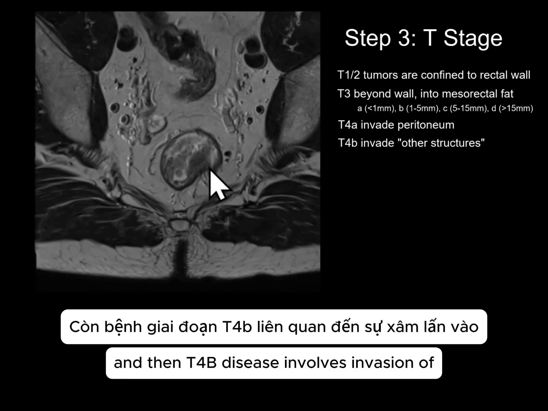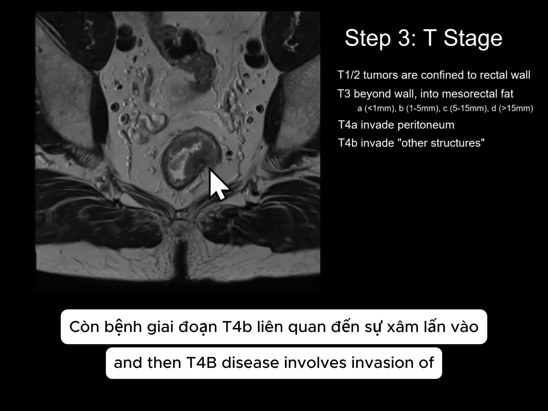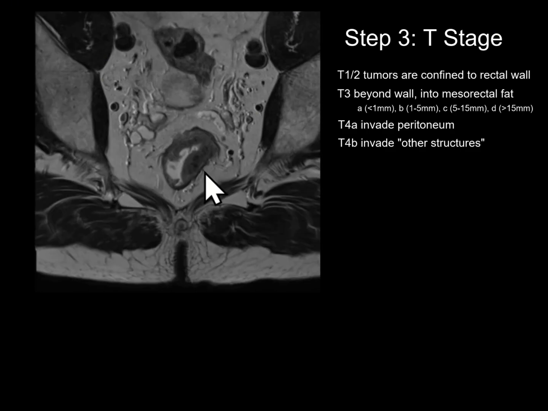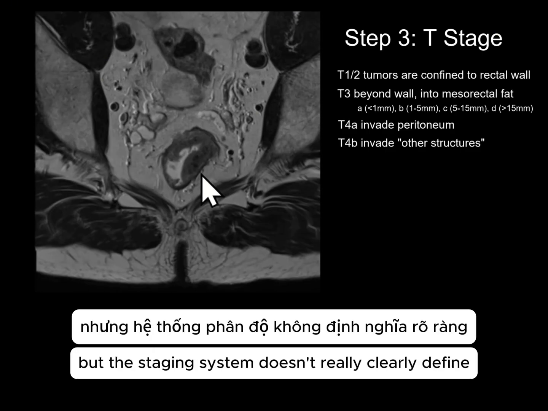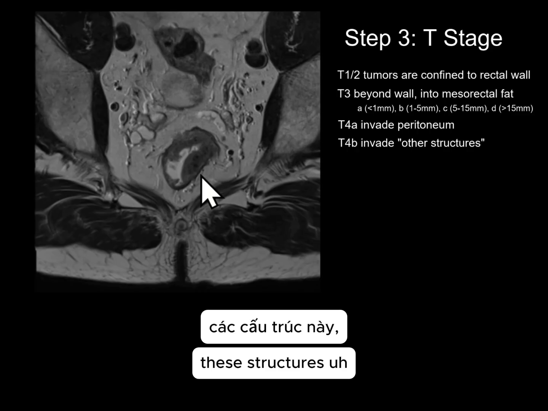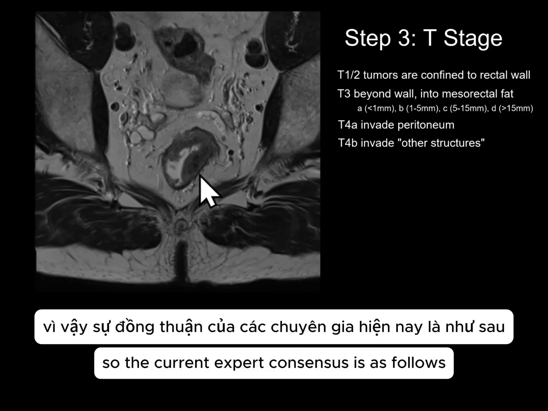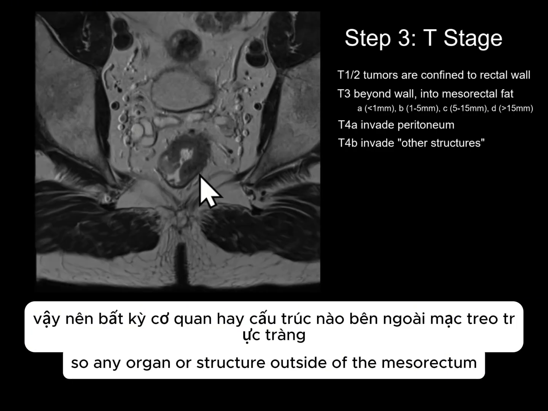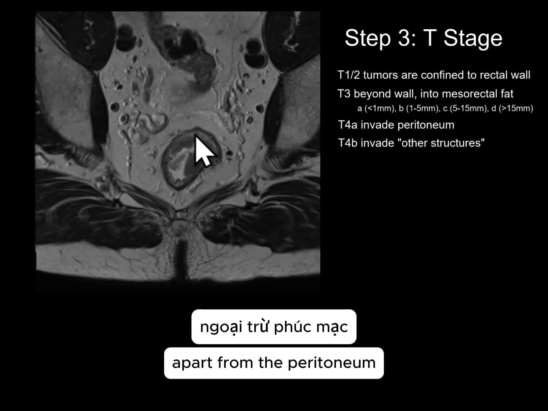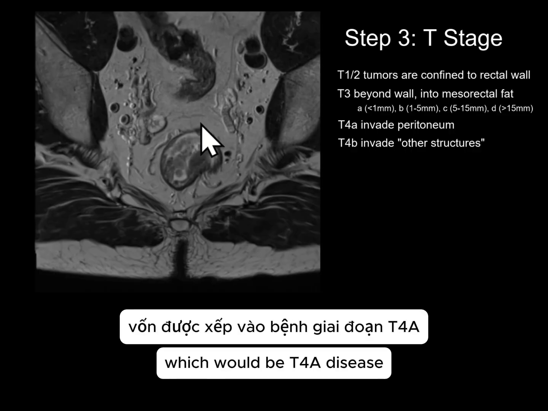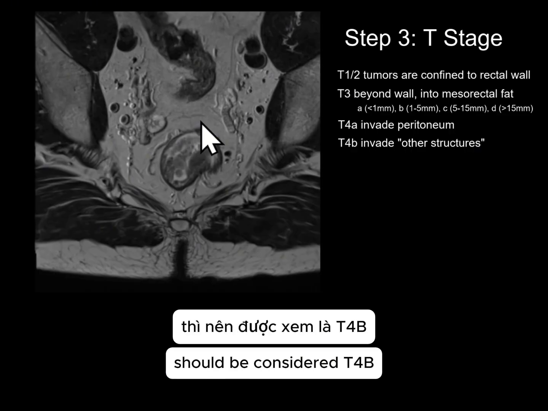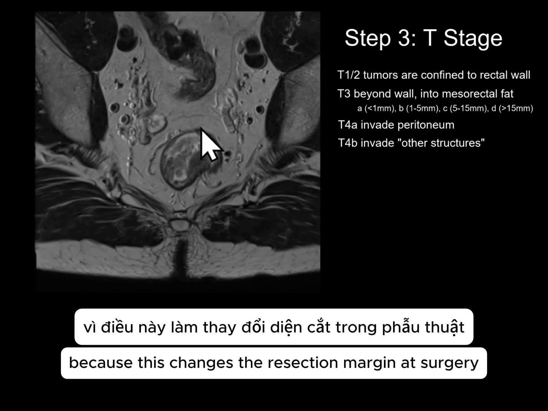And then T4B disease involves invasion of "other structures," but the staging system doesn't really clearly define these structures. So this is also a point of confusion. The current expert consensus is as follows. Any organ or structure outside of the mesorectum, apart from the peritoneum, which would be T4A disease, should be considered T4B because this changes the resection margin at surgery.